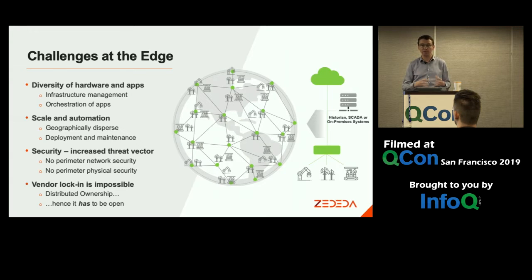Scale we already talked about, the geographic aspect of it, and deployments and the maintenance. But the security is also interesting. Again, edge computing, unlike data center, is much closer to this. Because edge computing is physical, which means that you cannot really rely on physical security to protect it.